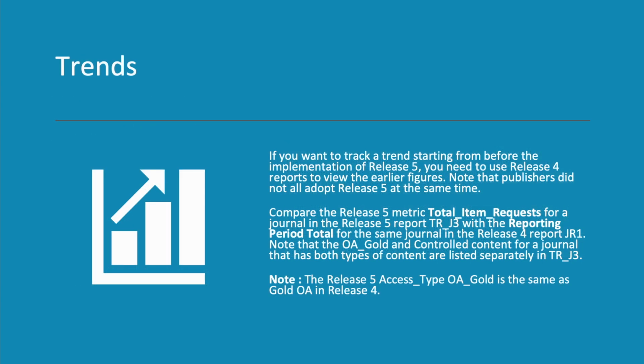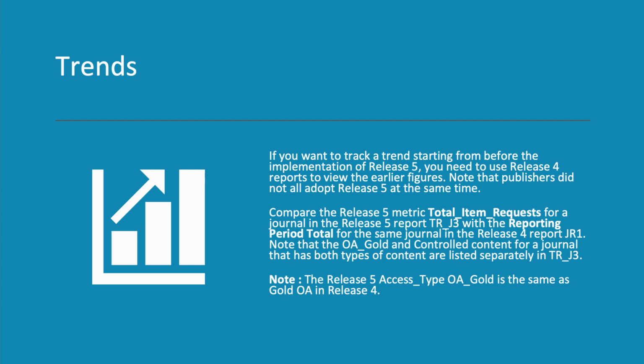If you want to track a trend that started before the implementation of Release 5, you will need to use Release 4 reports to view the earlier figures. Remember that not all publishers adopted Release 5 at the same time. There is a simple way to monitor trends across releases. Compare the Release 5 metric total item requests for a journal in the Release 5 TRJ3 with the reporting period total for the same journal in the Release 4 report JR1.